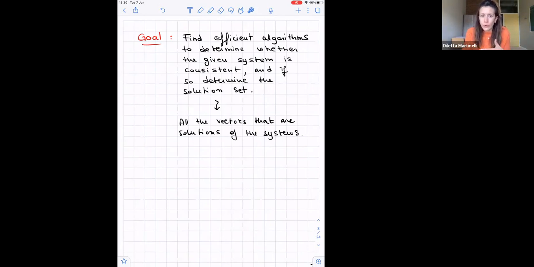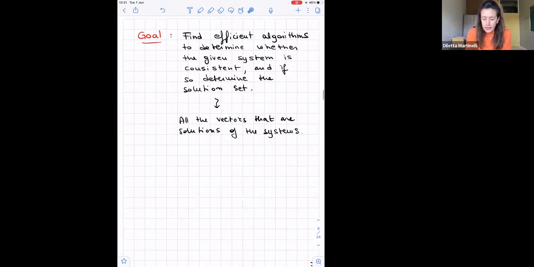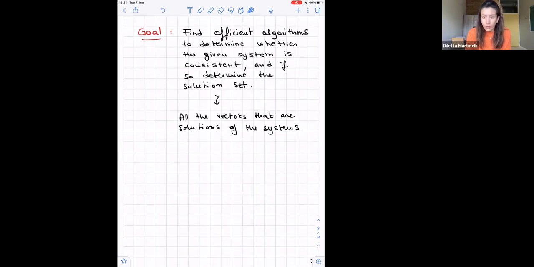Or you arrive first at determining whether your system is consistent. And if so, then have an explicit description of the solution set. By solution set, we really mean all the vectors that are solutions of the system. So this is what we are trying to do, and the lecture of today focuses on one particular algorithm, one of the easier ones, the row reduction algorithm. So we arrive first at something called the echelon form, and then the reduced echelon form.